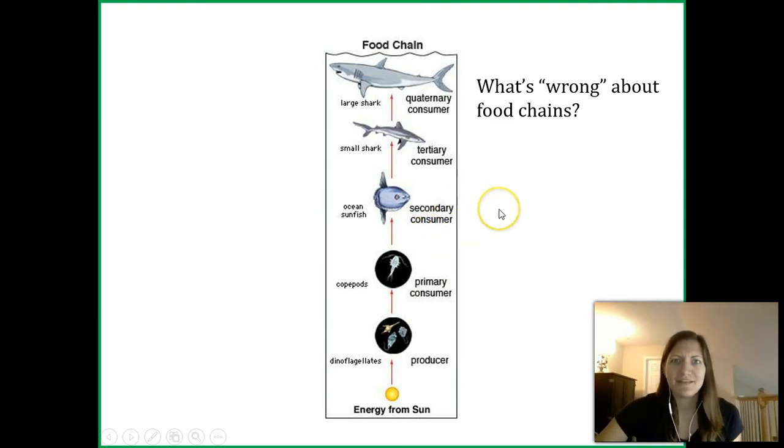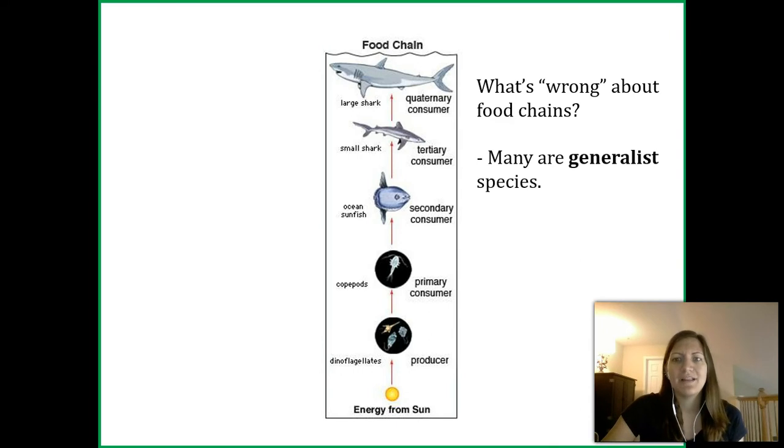But what's wrong with this? Well, although it gives you a really great idea of what's happening in the ecosystem, it's not showing you everything. It's really just isolating one way organisms are related to one another. But the problem is that many species are generalist species. And what that means is, kind of as the name implies, they feed generally. They aren't feeding just on one type of organism. This small shark isn't only eating ocean sunfish. It's probably eating a bunch of different organisms.